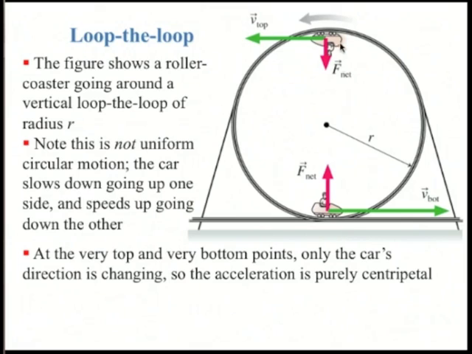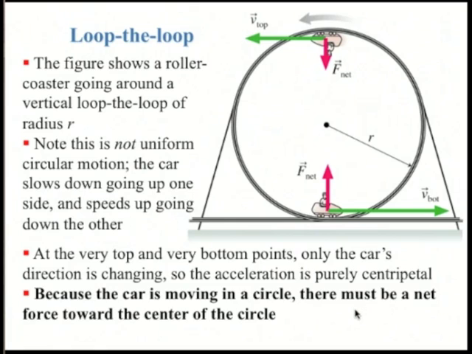But at the very bottom and at the very top points, the track is momentarily horizontal, so the car is not slowing down or speeding up, the acceleration is purely centripetal. And because at all times the car is moving in a circle, there must always be a net force towards the center of the circle.